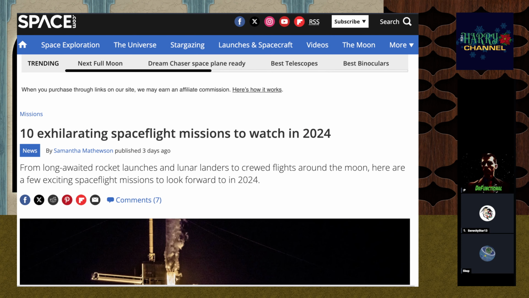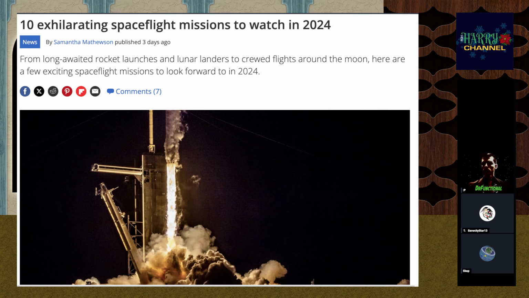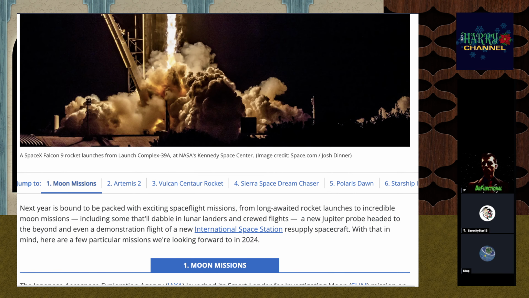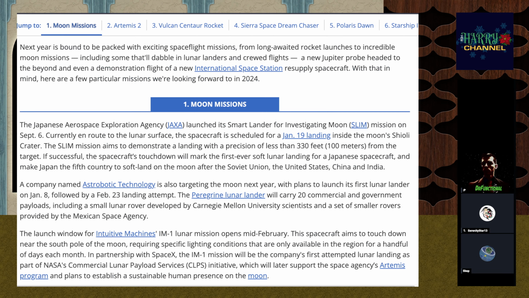So I have this little compilation of 10 exhilarating spaceflight missions to watch in 2024. What are they? Well, there's a bunch of moon missions. There's the Japanese one that they're talking about right here.